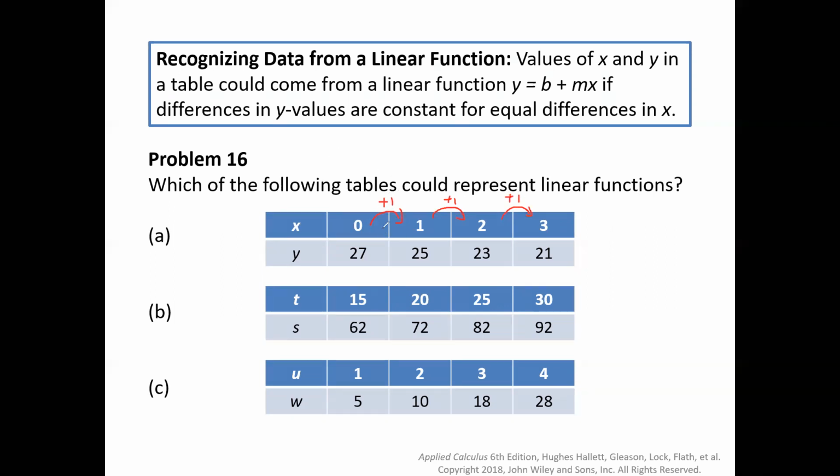Let's see if the y values are fixed. To go from 27 to 25, that's minus 2. 25 to 23, that's minus 2. 23 to 21, that's minus 2 as well. So notice that the change in x value and the change in y value are fixed. They're always plus 1, plus 1, plus 1 for x, and minus 2, minus 2, minus 2 for y. So yes, this is linear. Okay, so go ahead and try the other two.